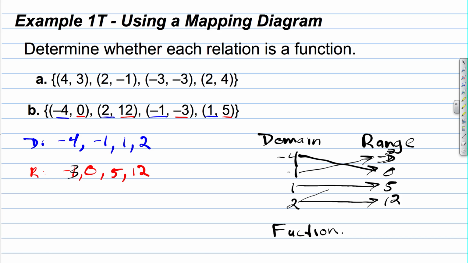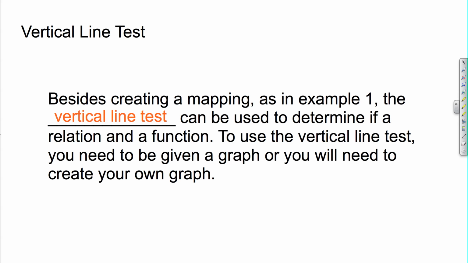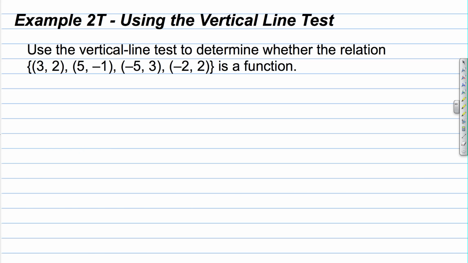I'll move on to our next example here. Actually, we have a discussion of the vertical line test. Besides creating a mapping as we did in example 1, the vertical line test can be used to determine if a relation is a function. To use the vertical line test, you need to be given a graph, or you would need to create your own. So if you're not given a graph, you can and should create your own, especially if you're asked to use the vertical line test.